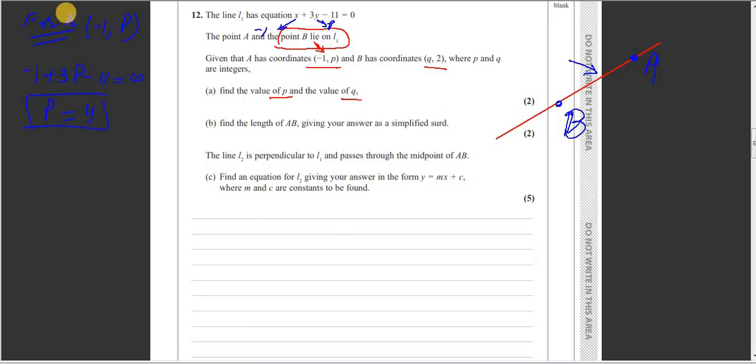You can do a similar step for point B, and the coordinate of B is (q, 2). This point B also lies on the line, so you can substitute q and 2. This is your x, this is your y. So x plus 3y, that means q plus 3 into 2, which is 6, minus 11 equal to 0. And you can figure out the value of q. q is 5, so plus 11 and minus 6. This is the value of q.